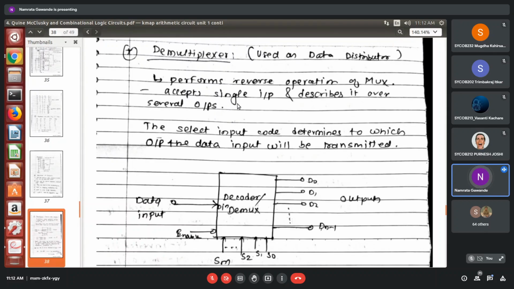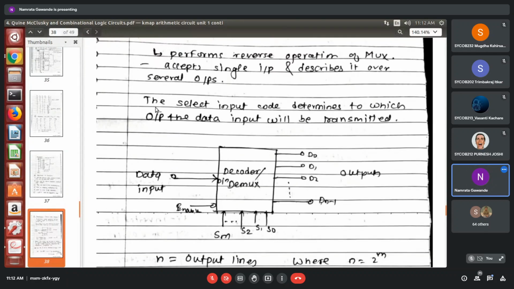So there is one input and a number of outputs in the demultiplexer. The select input code determines to which output the data input will be transmitted. Now, what is the use of select input? That is nothing but the select line. Same here, the relation used is n equal to 2 raised to power m. So the select input code in the demultiplexer determines to which output the data input will be transmitted.